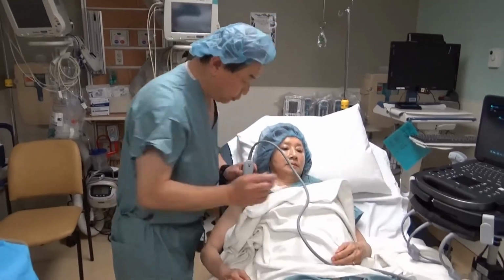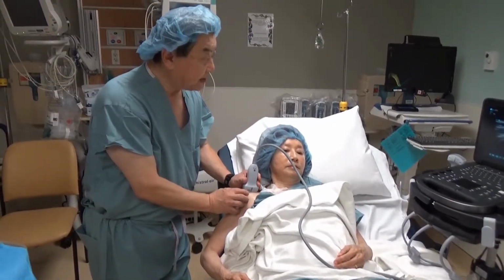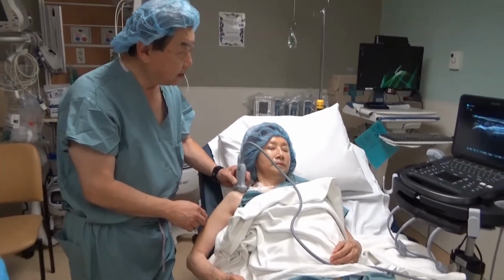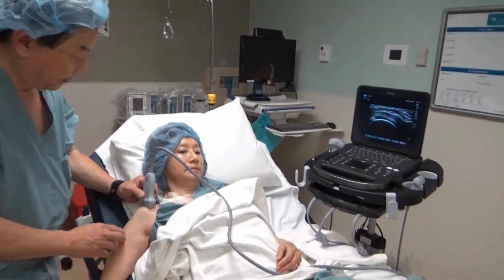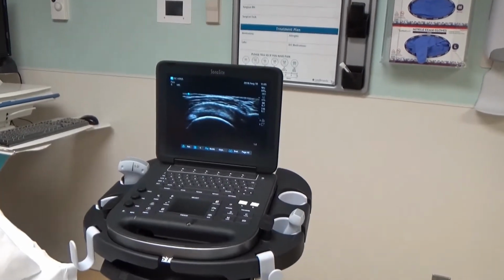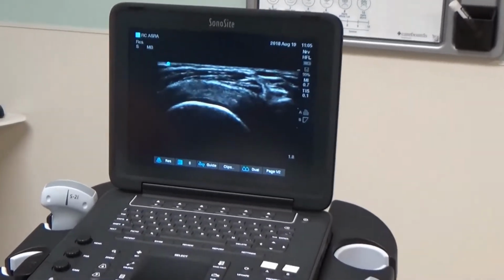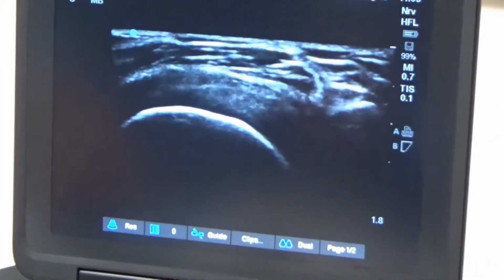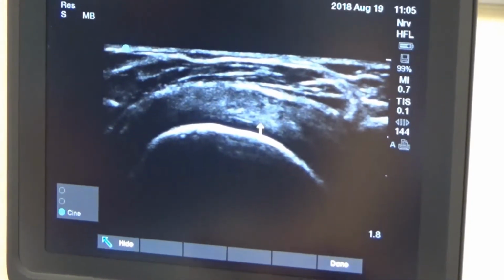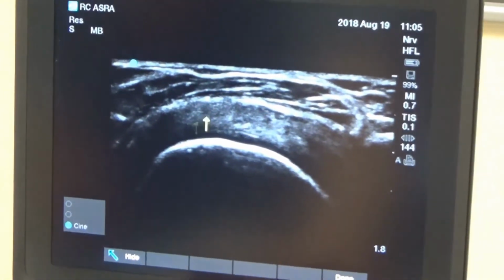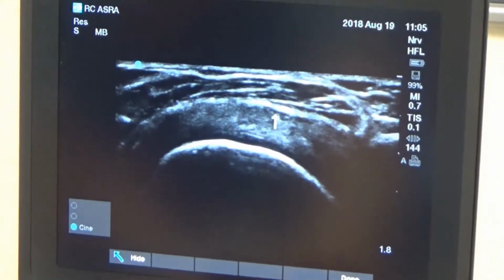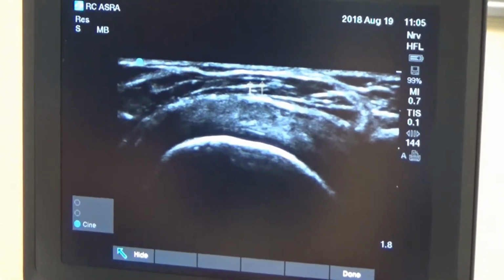Now, the other approach is, once you see the supraspinatus tendon, you can actually rotate the probe 90 degrees so you see a short axis view of this particular tendon. Here's a short axis view of the supraspinatus tendon, and I will freeze it for you here. Using the pointer again, this hazy area is the supraspinatus tendon, and here's the cortex of the bone and the superficial deltoid muscle.